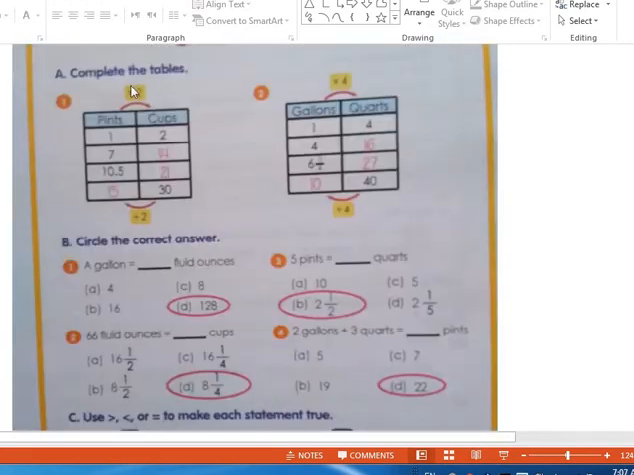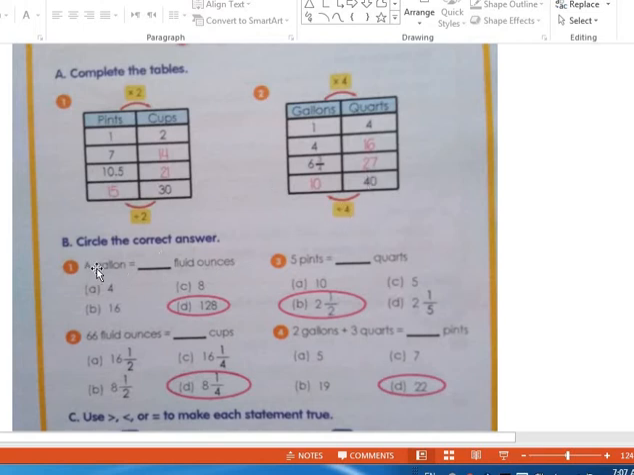And here, complete the tables. I have here pints and cups, gallons and quarts. So pints to cups, this is easy. Pints to cups I multiply by 2, and from gallons to quarts I multiply by 4, and vice versa. From cups to pints divide by 2, from the smaller unit quarts to gallons divide by 4.